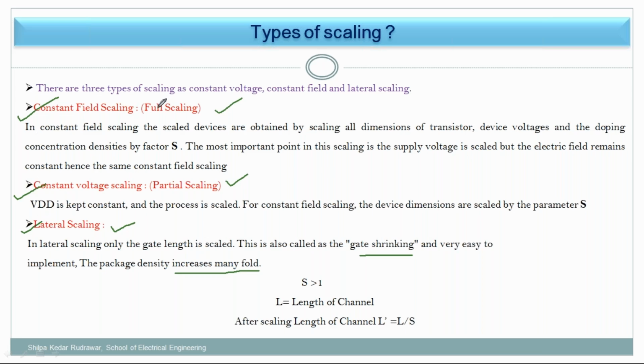Now the most important point is full scaling and partial scaling. You need to relate it properly. Field scaling is called full scaling, where all the parameters of the device scale down by the same factor. Meaning, if I have W, I have length, if I have a certain VGS, if I have a certain VDS, every parameter will be scaled.